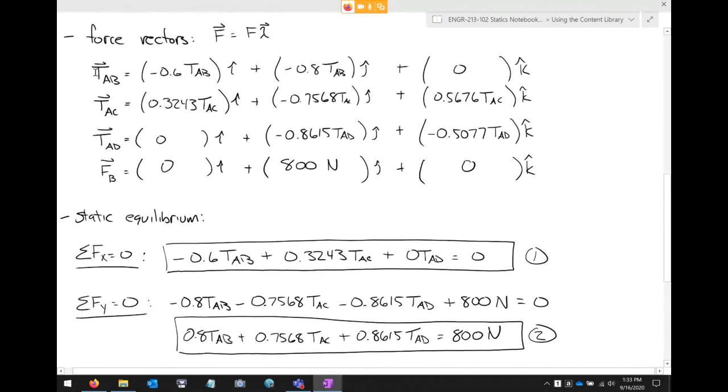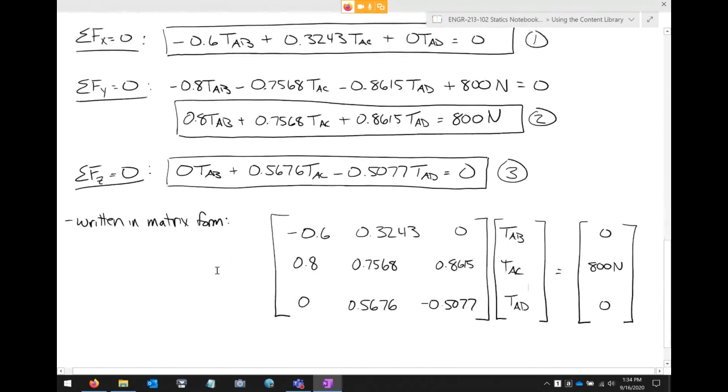If you look here, see how I've got the force vectors written: this is times TAB, this is times TAC, this is times TAD, this is times 0. So when I write the equation out, I just did TAB first. I could have very easily swapped the rows. I could have done TAC first, then TAD, then TAB. It really wouldn't matter. It would only change the order of how this matrix is written out. You would get the same numbers, just in a different order.